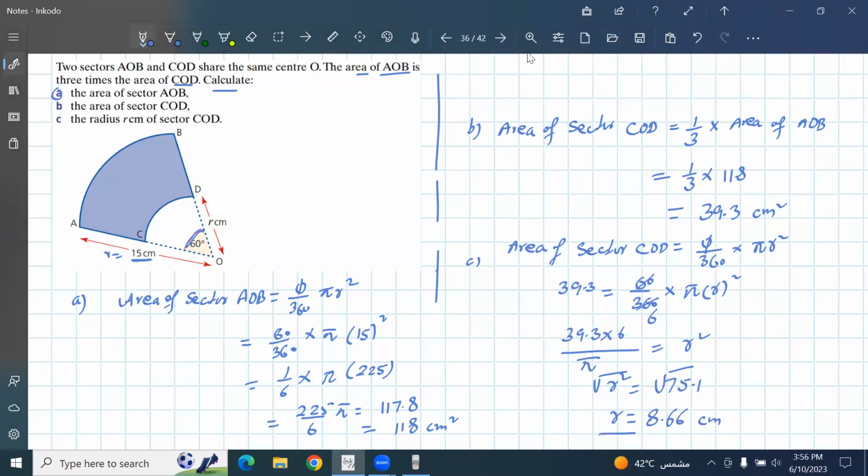I hope you understand how to apply sector area in the given questions, and how we apply the sector area concept in radians. Watch my next video or next part.